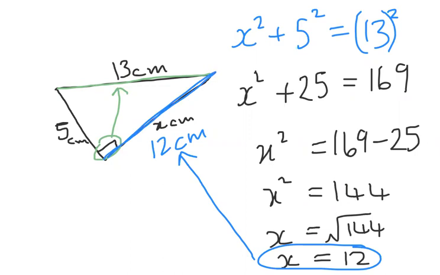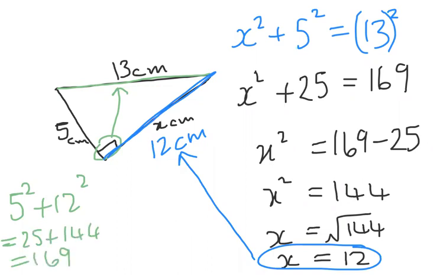So the side is 12 centimeters. Another way to check, if you finish, is maybe you can just say this 5 squared plus 12 squared and see if you get 13 squared. Just a way for you to check. So let's just check 5 squared plus 12 squared. What do you get? That is 25 plus 144 is 169. And 169 is equal to 13 squared. Then you know you are correct.